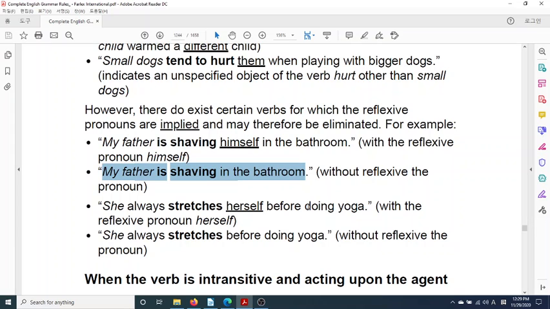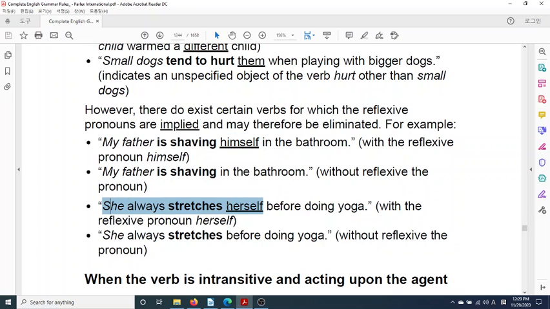If you just say, my father is shaving, okay, who is he shaving? Well, he's shaving himself, right? You don't even have to specify it. Even in Korean, you wouldn't have to specify it. It's very obvious from the context. So because of that, you don't need the reflexive pronoun himself. Just get rid of it.